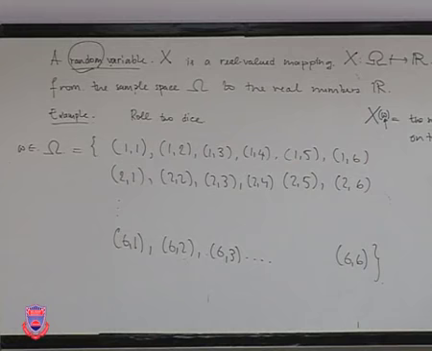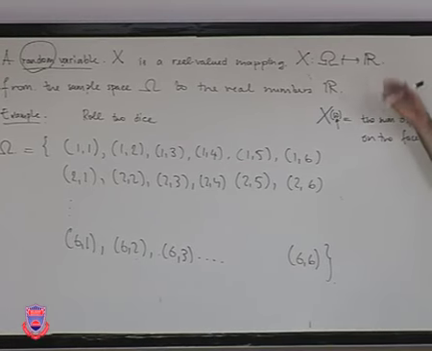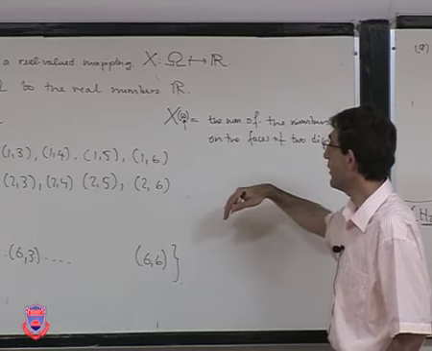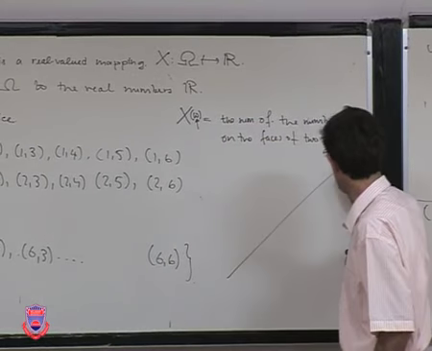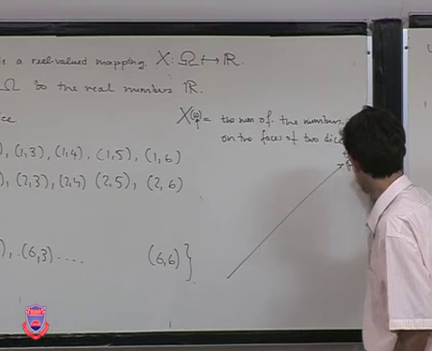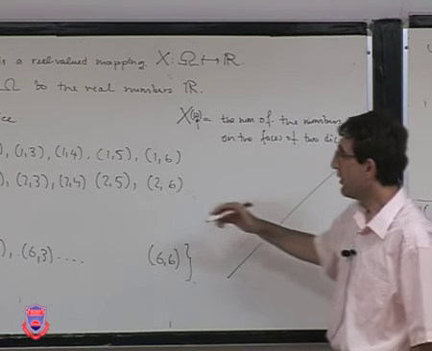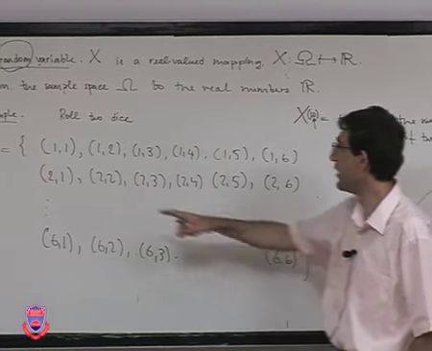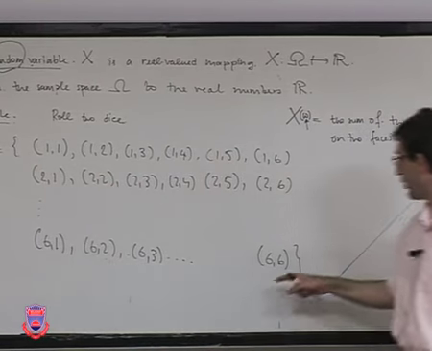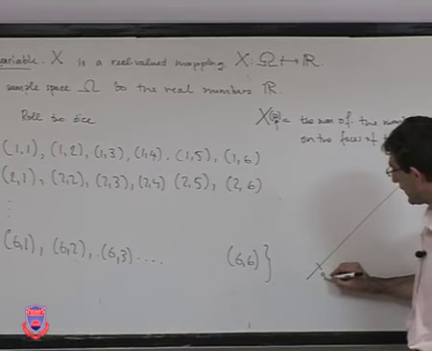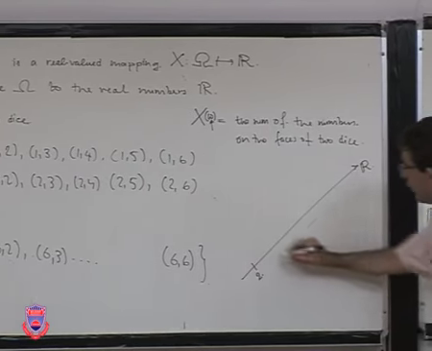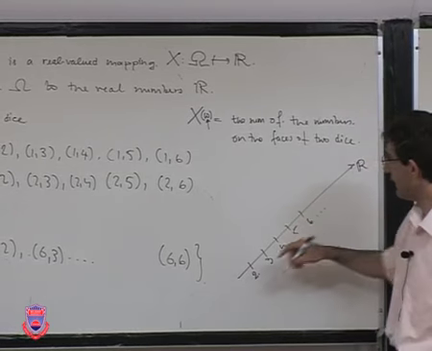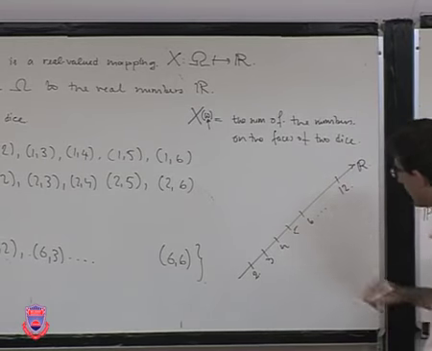And just for this reason, this well-defined function is just called a random variable. So in this case, for example, the realizations range from (1,1) to (6,6). The smallest possible sum is going to be 2. Then 3, 4, 5, 6. It goes like this, and the largest is going to be 12.